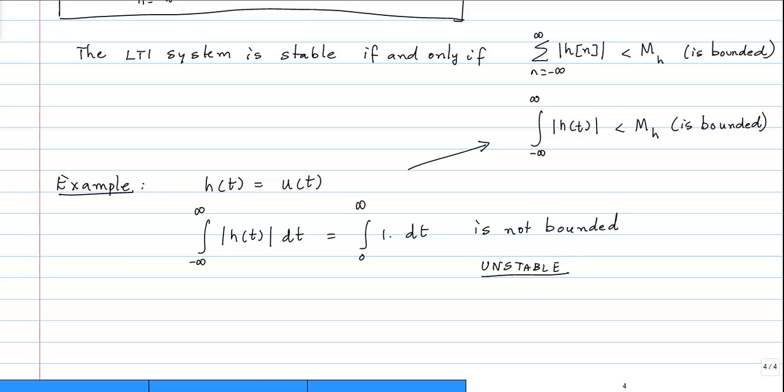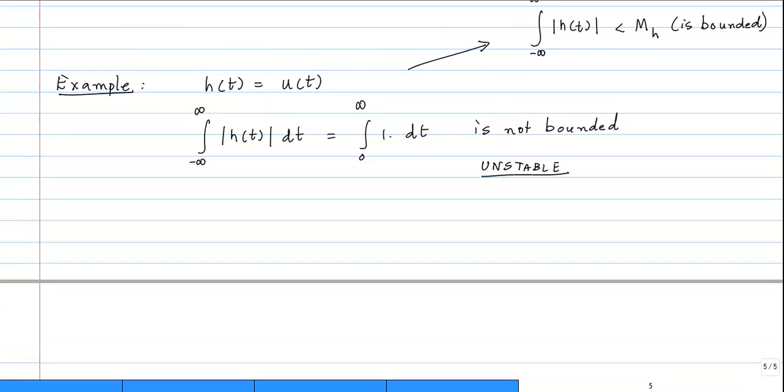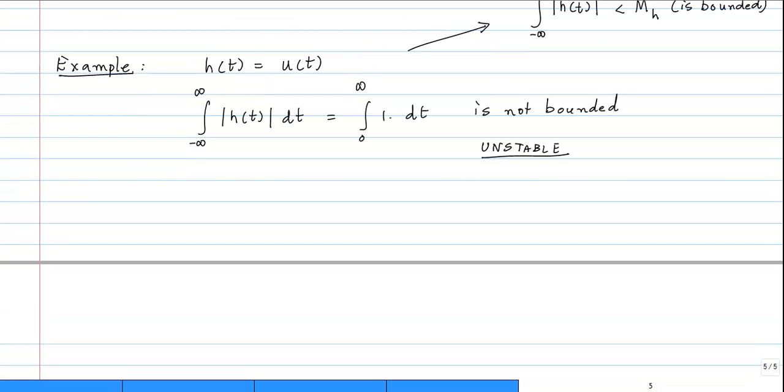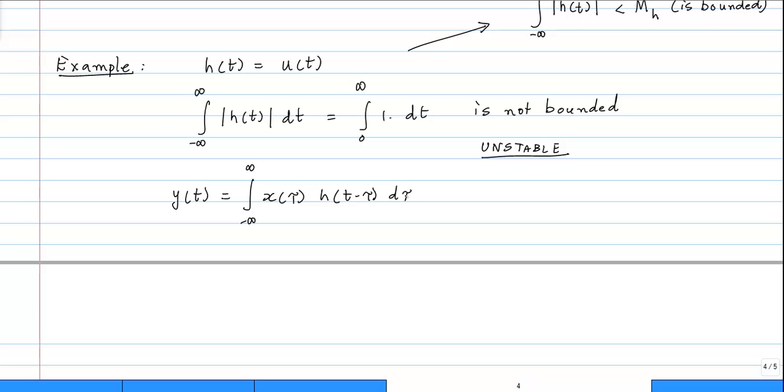And in fact, we could have arrived at this without using this. Let us just double check to see whether it makes sense for the system to be unstable or not. And to see this, notice that the output y of t is going to be the convolution of x and h, right? So it's the integral of x of tau, h of t minus tau d tau.